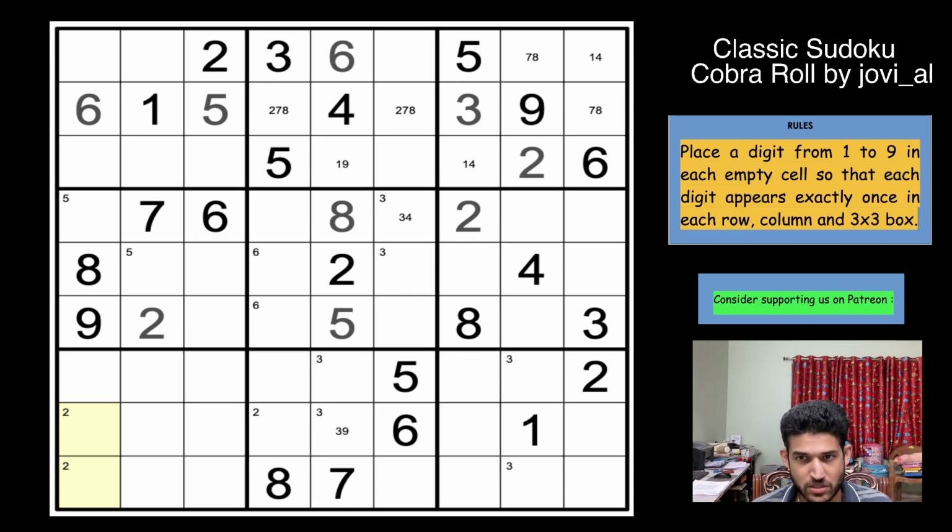Okay, so these two cells must take 5, 6 and 7. This is not 5, this is not 6 or 7, right? So this has to be a 5. And that gives me a 5 in box 4. 5 goes here. And in column 1, 5 goes here. So that is forming a pair, 2 5. So let's remove that. So this is a 2 5 pair.